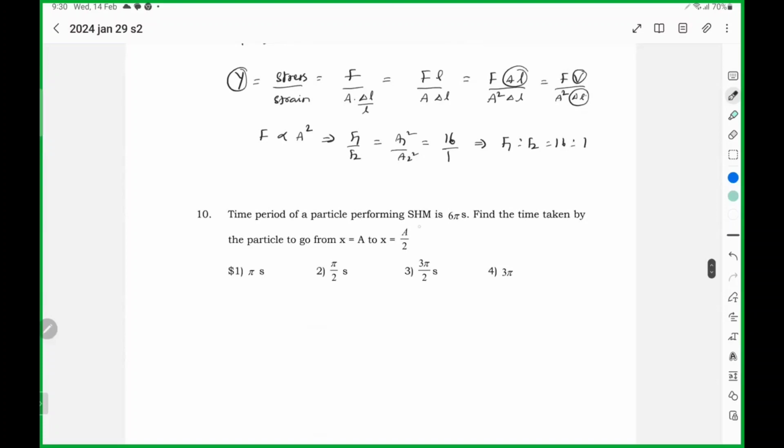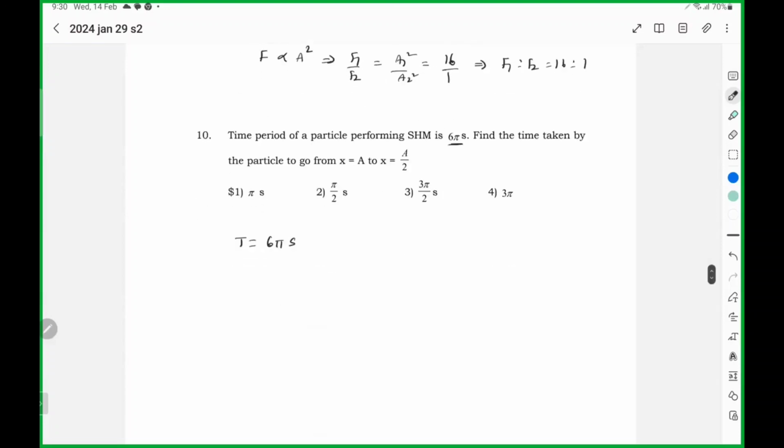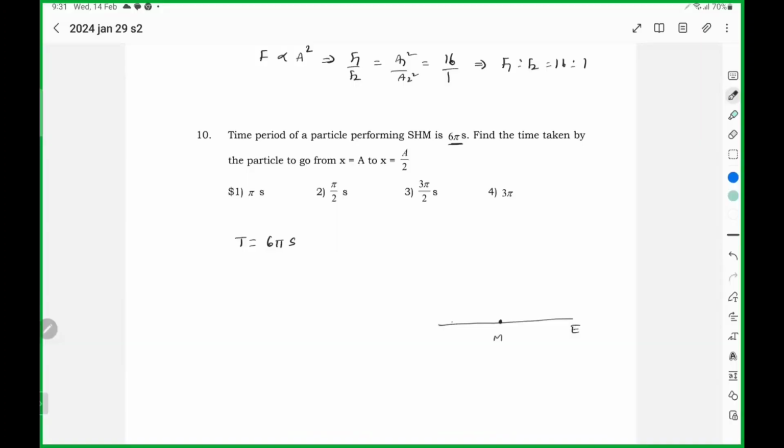The period of the particle SHM is 6 pi. So the time period is 6 pi seconds. Find the time taken by the particle to go from x equal to a to x equal to a by 2. Here it is, this is mean position. It is extreme position. Here at extreme position, x is a.